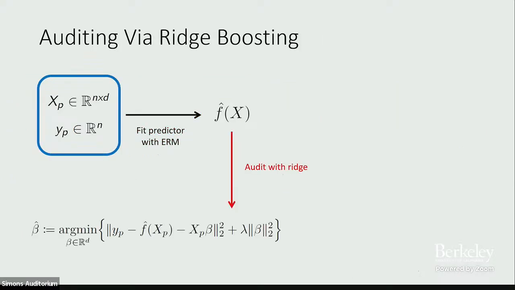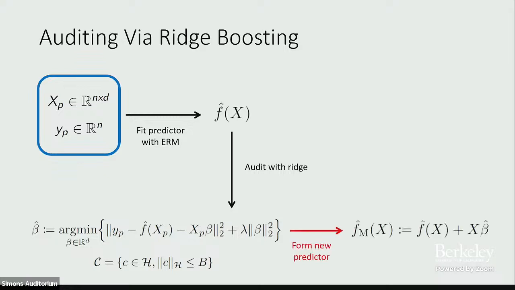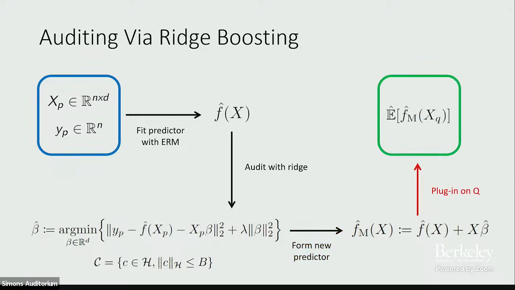OK. So we are going to do this really, really simple procedure. We're going to fit f hat with ERM, just like you would for universal adaptability. Then you're going to fit ridge regression on the residuals. So this is boosting. It's like an auditing procedure, except it's the stupidest kind. We just run regression once. The implied ball C that we're trying to be multi-accurate with is a Hilbert space ball. That's just the meaning of ridge regression. And then we're going to form our new predictor with just this one stage additive boosting. And we're going to plug that in on Q.